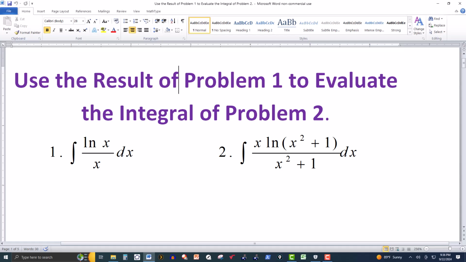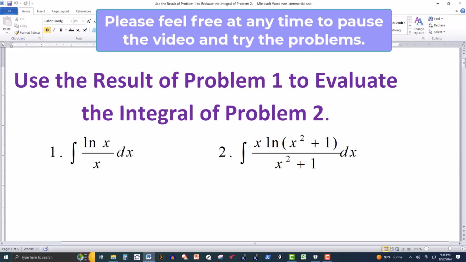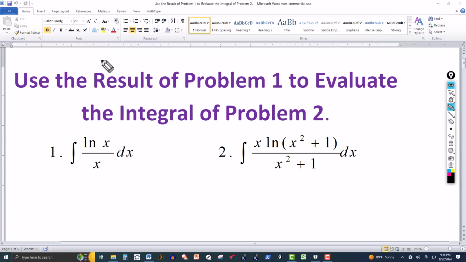In this video, we're going to use the result of problem 1 to evaluate the integral in problem 2. And I may have done this problem in another video as part of another video, but just in case, I'm going to do it here. So for number 1, I'm going to use a u-substitution.